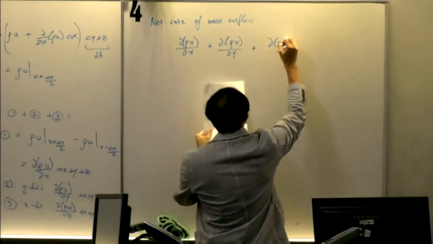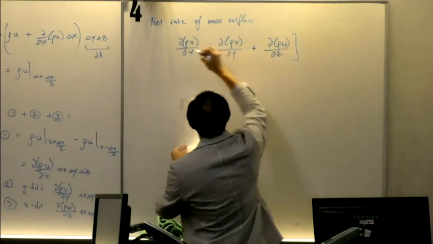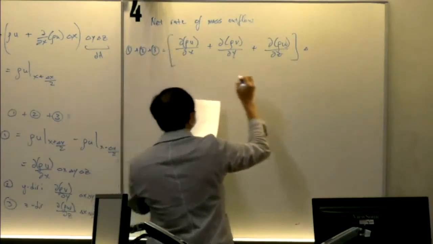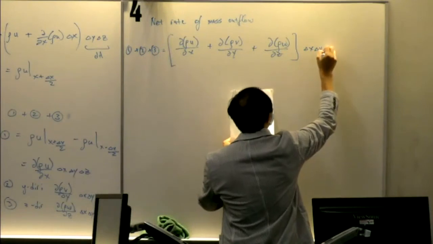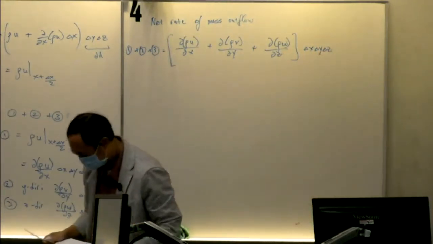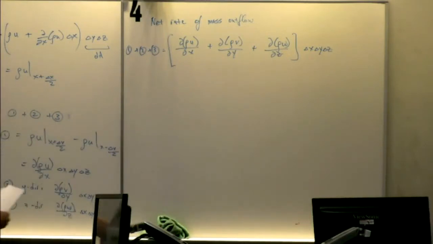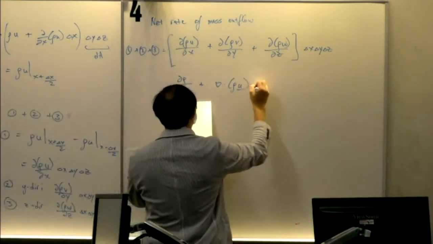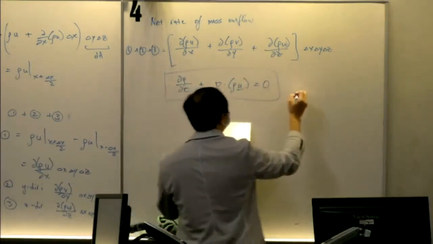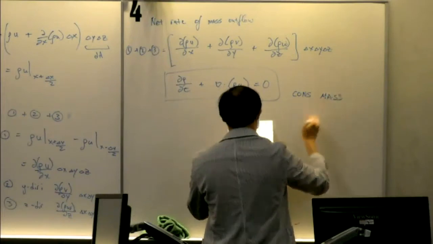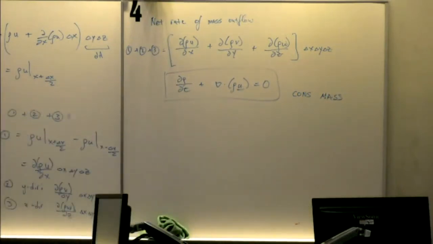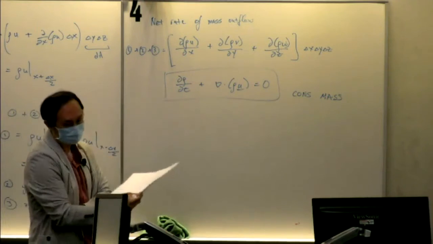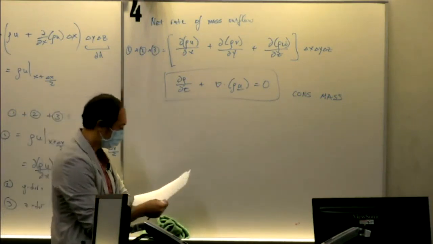And simplifying, so 1 plus 2 plus 3, you can write it like this. And if we divide by delta x, delta y, and delta z, we get what we want. And again, this is called conservation of mass. So you will receive this equation on the quiz 7. We're going to work with it for quiz 6.